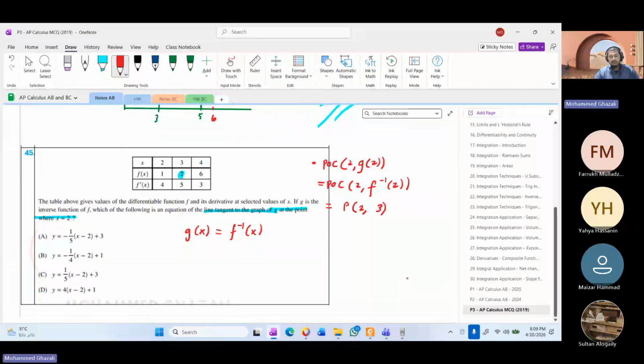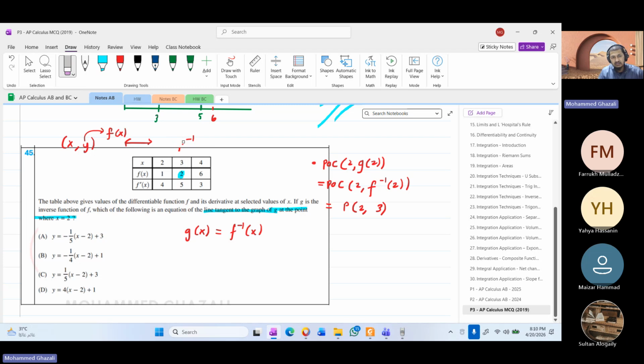Does that make sense? Guys, if you have x and y coordinates, this y is f of x, correct? So if I'm trying to inverse, it becomes x, right? You're trying to find the inverse, so you're going to switch it around. So you're trying to get the inverse value here. F inverse 2 is 3.